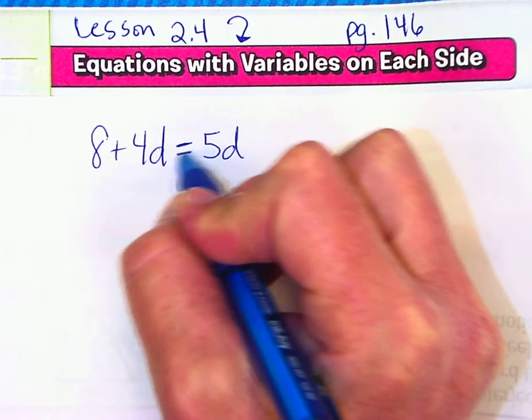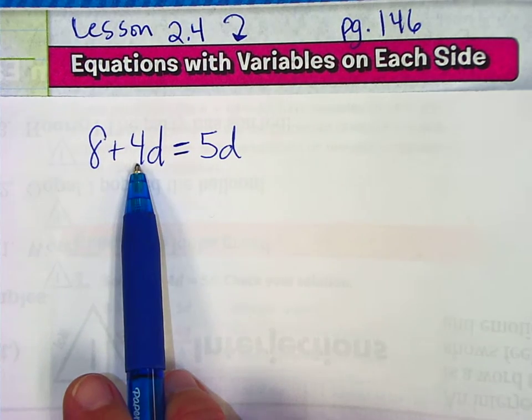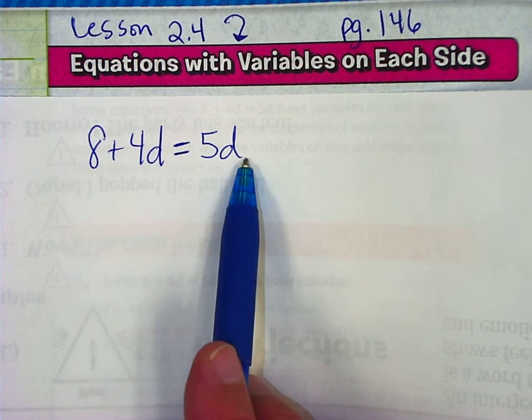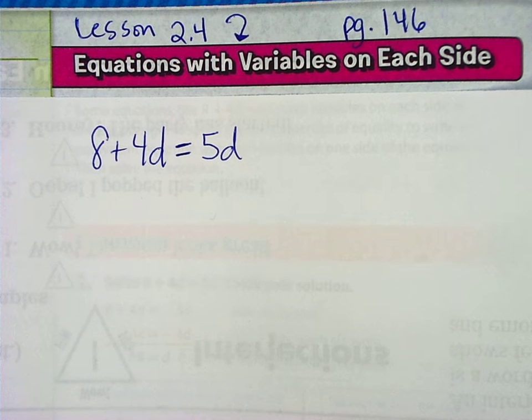Okay, so here's my equal sign. So this separates your sides. This is your right side, this is your left side. So if you notice, you have d's on both sides. So these are like terms. We need to move all the d's on one side and get them together.